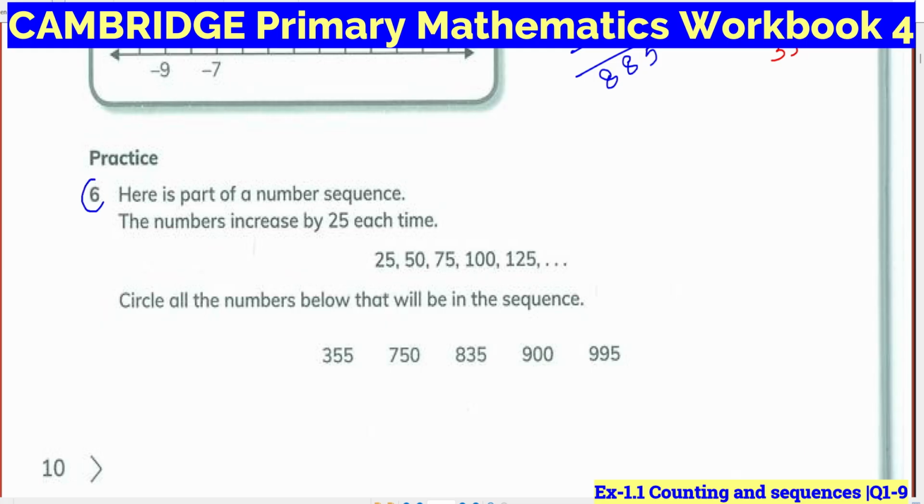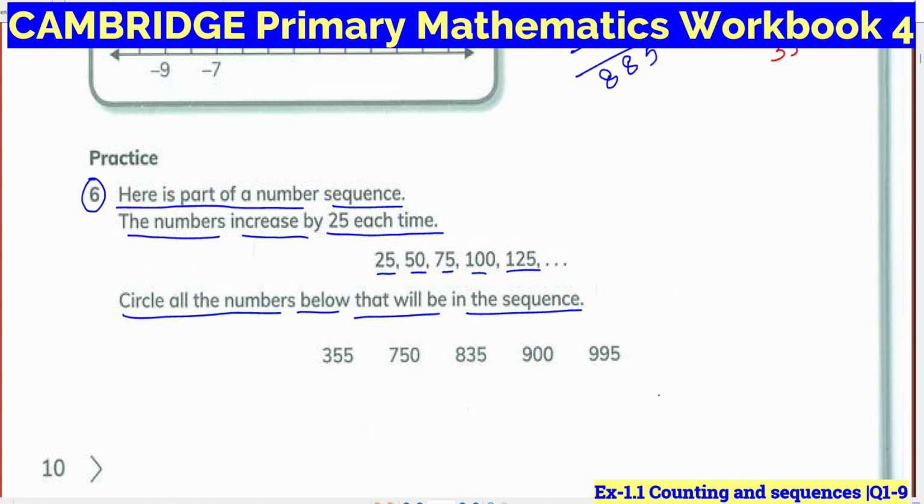Question 6. Here is a part of a number sequence. The numbers increase by 25 each time, like 25, then 50, then 75, then 100, and then 125. Circle all the numbers below that will be in the sequence. This is a very interesting thing. So we have to memorize, or we have to make the 25 times table, but it's really tough.